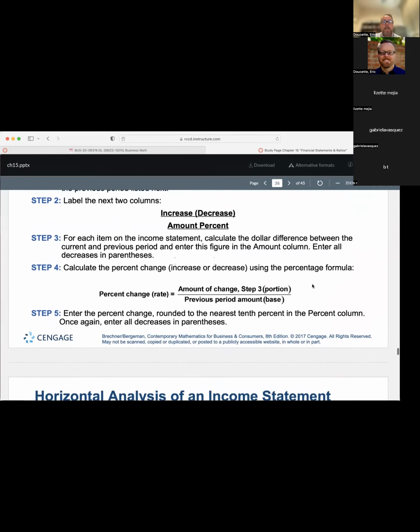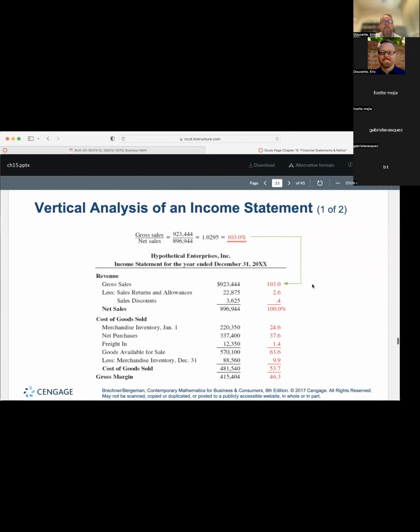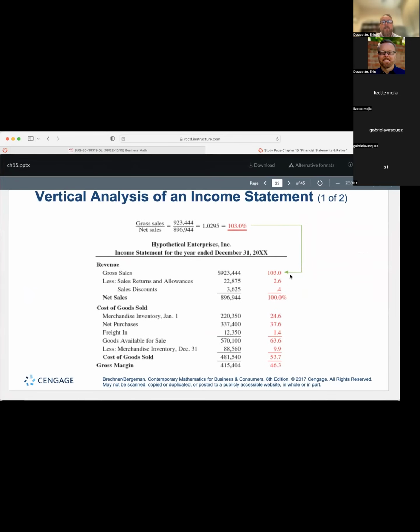And I didn't record any of that, so I'm just going to say it again real quick. So on the income statement, you're basing everything for your vertical analysis off of net sales. So all you're going to do is divide every one of these by the total net sales. And that's going to give you the percentage.